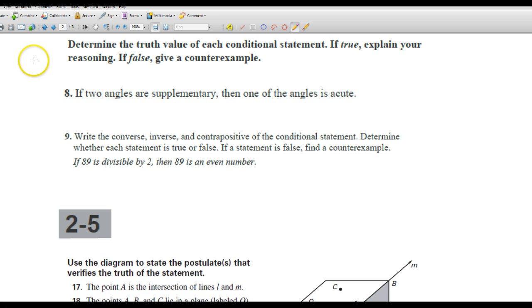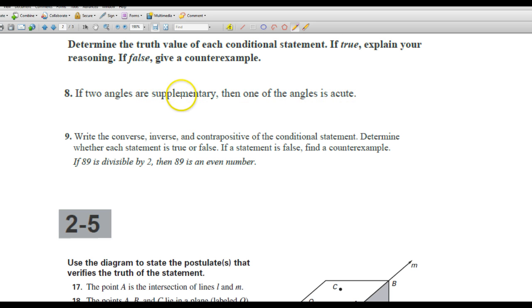For number 8, determine the truth value of each conditional statement. If true, explain your reasoning. If false, give a counterexample. So if 2 angles are supplementary, then one of the angles is acute, which means less than 90. So supplementary means that the angles add up to 180, and acute means less than 90.